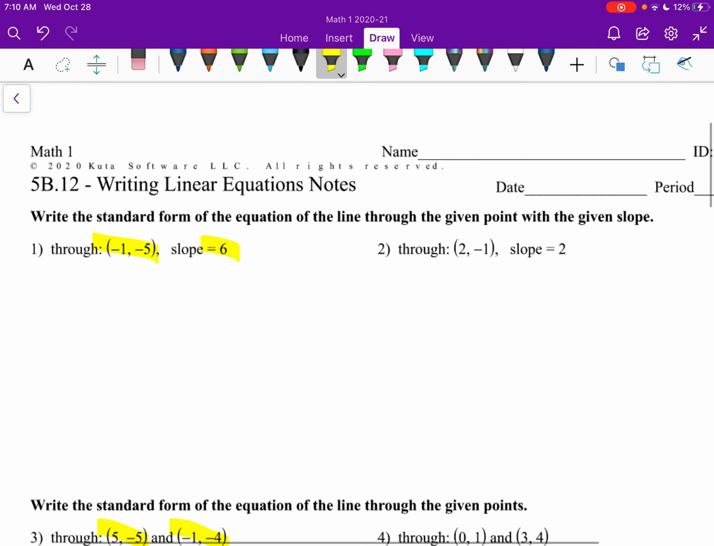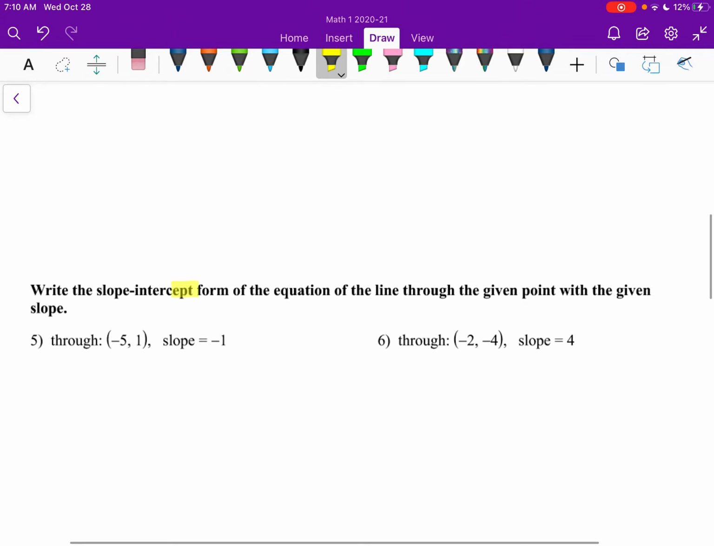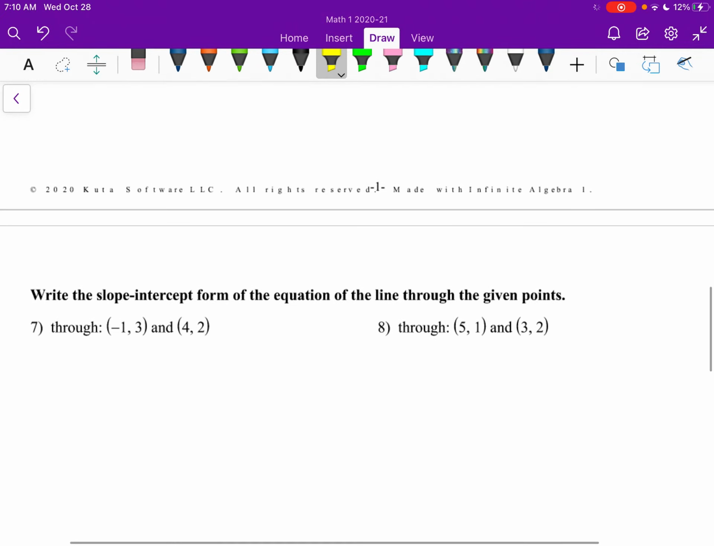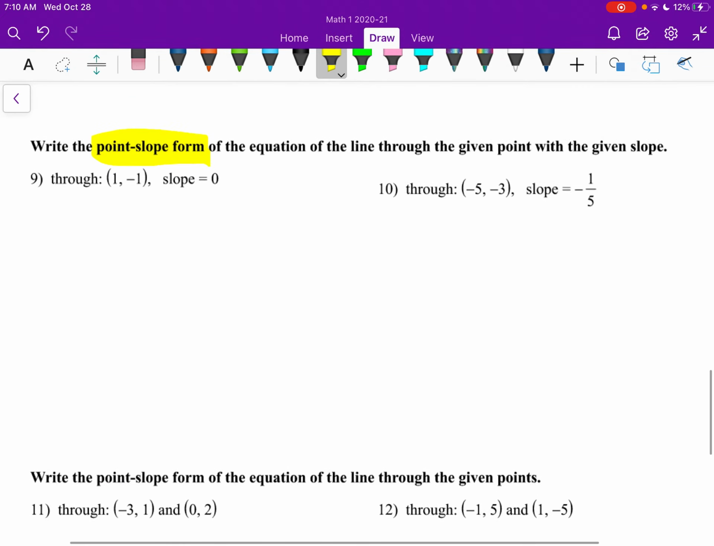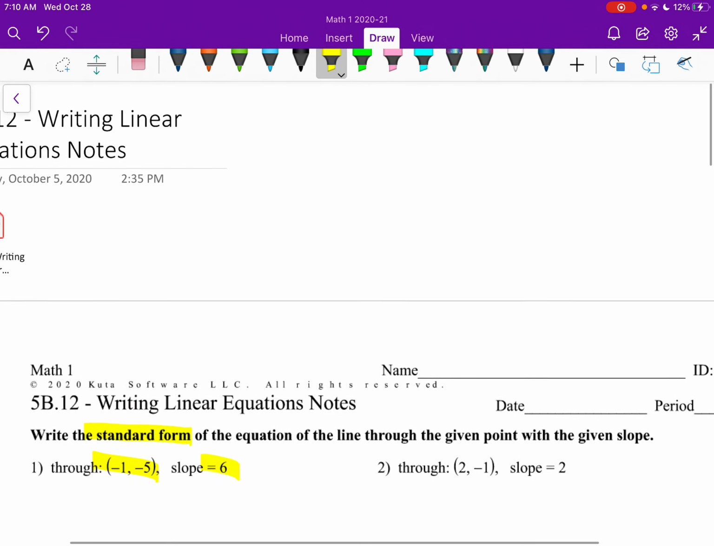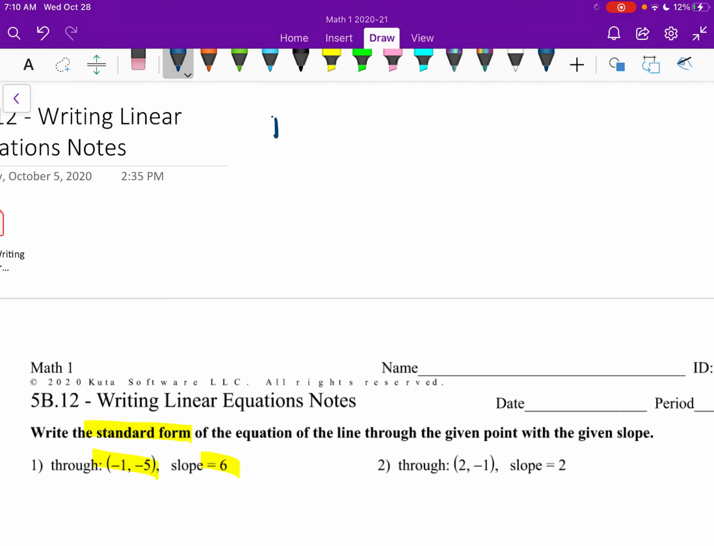What's going to be different in some of these is that this one asks for standard form. This one's going to ask for slope-intercept form. And then it's also going to ask for point-slope form. Now, point-slope form will be new for you, or it might be new for you. Let's first start off by talking about what point-slope form is.